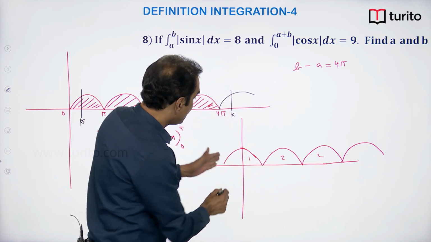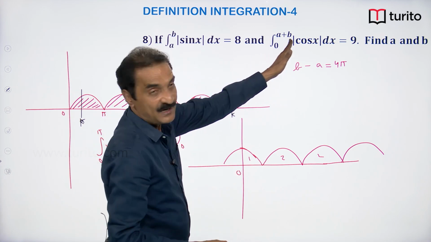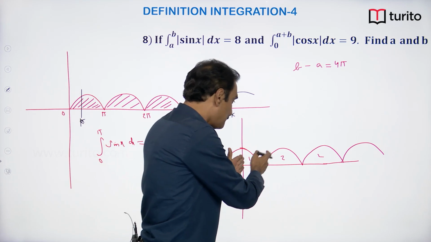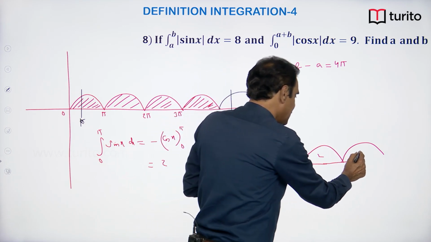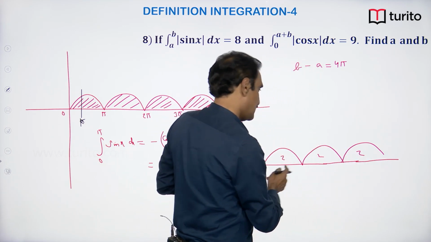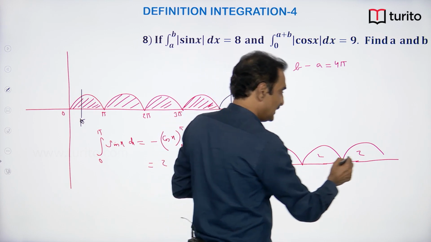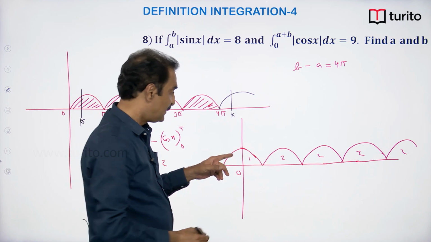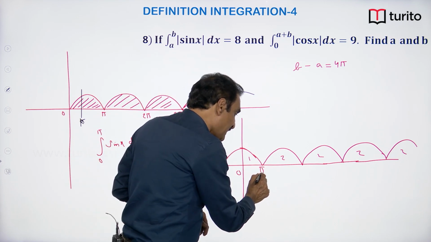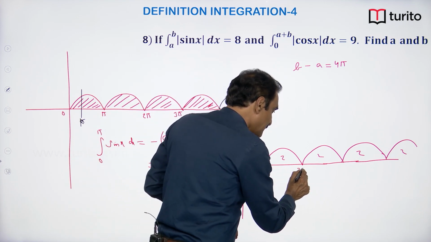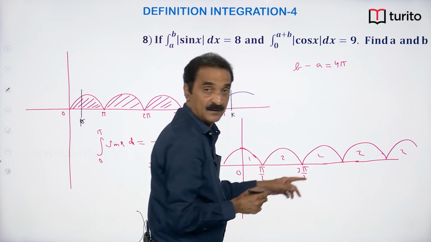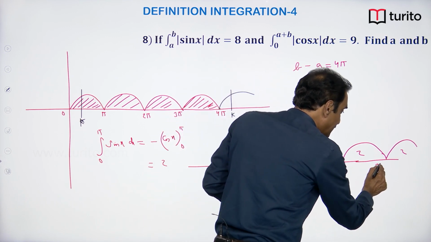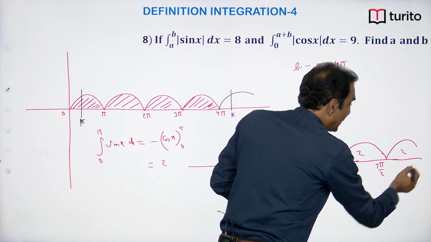Now you started from 0 and you are integrating up to a plus b. So what should be a plus b? You can easily guess. 1 plus 2 plus 2 plus another 2, how much? 7 only, so another 2. Okay. And what are these limits? This is pi by 2, this is 3 pi by 2, this is 5 pi by 2, this is 7 pi by 2, next will be 9 pi by 2.